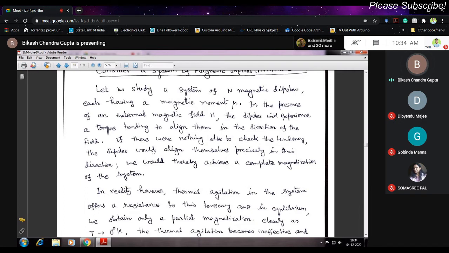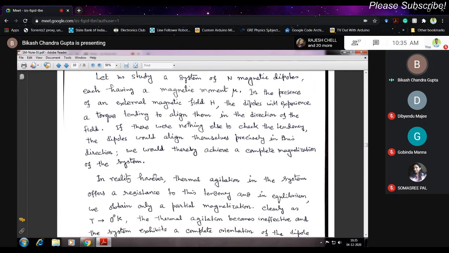Now, what does it mean basically? If there was nothing else to check, that means if you are a dipole moment and I am applying a field, then you are rotating, but if there is nothing else to check your motion, then you will definitely align in the direction of the magnetic field. That is what it is saying. Now we would thereby achieve a complete magnetization of the system. Even if you give a little amount of magnetic field, then you will have a complete magnetization of the system. But in reality, you do not have that, right? You do not have complete magnetization with a little feeble magnetic field.